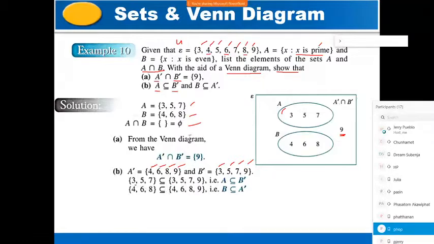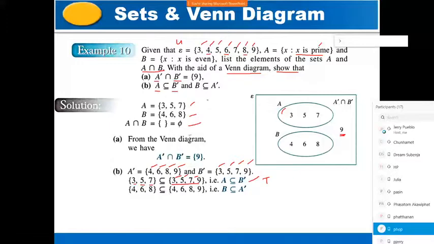What is A? 3, 5, 7 is a subset of B complement. What is B complement? 3, 5, 7, 9. Look at them. Do they all belong here? Yes, all of 3, 5, 7 belong. Therefore, A is a subset of B complement. True. We already proved it.